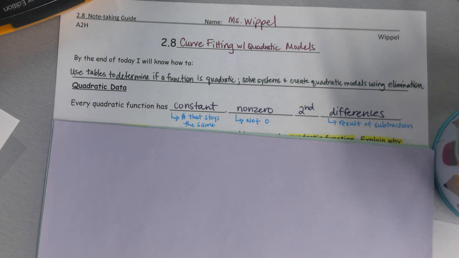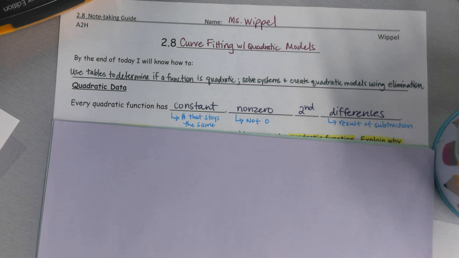So we did something similar when we were looking at linear models, but with a quadratic model, there are a few things we have to look for. Every quadratic function is going to have what's called constant, non-zero, second differences. Constant, non-zero, second differences. Okay, so those are key terms that you're going to be putting in your explanation. And you can see I just made a few notations underneath.